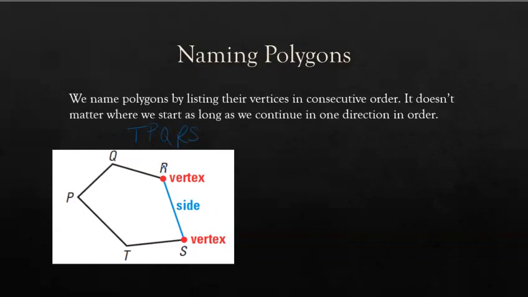I could have started at R and gone the other direction. I could have said that this is polygon R, Q, P, T, S. So you can see the more vertices it has, the more names that you could use for it.